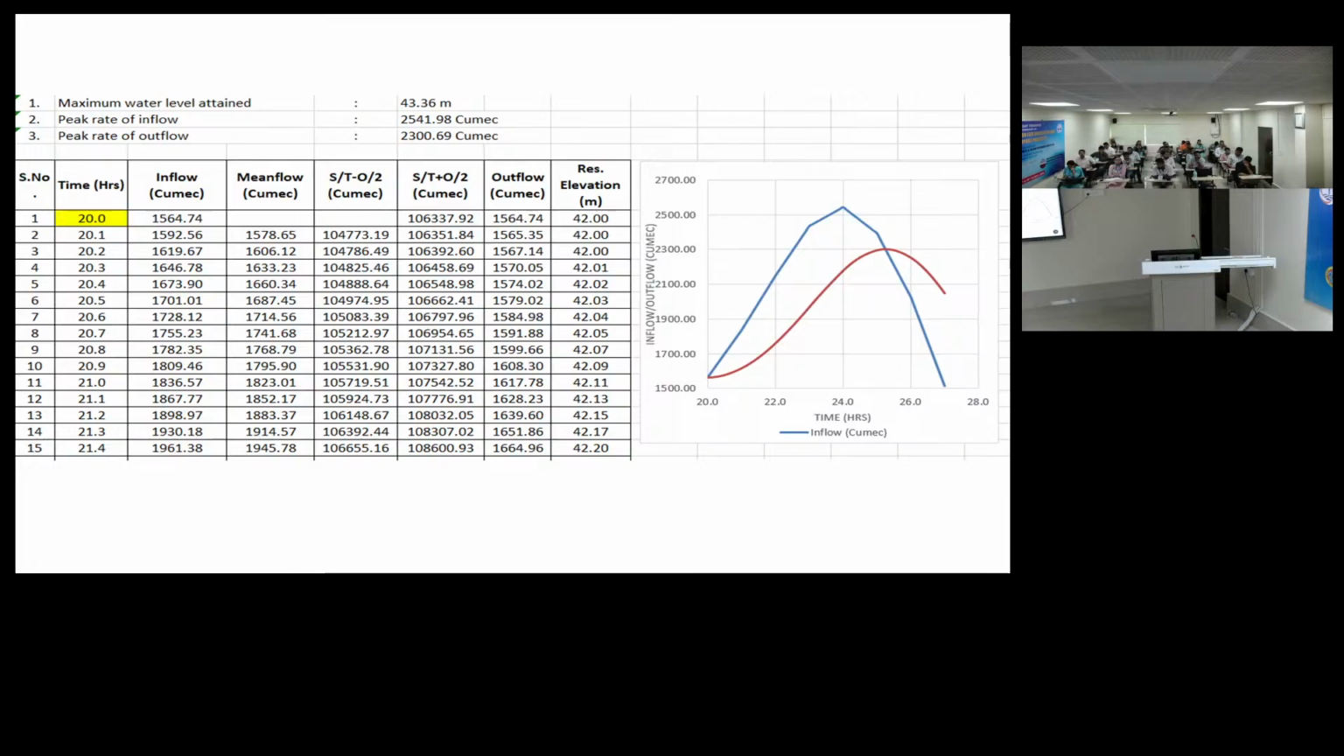That we will find out from this step, maximum water level. So in this you can see the maximum water level value also. We will give maximum water level attained 43.36. Peak rate of inflow you can see 2,500, and outflow you can see 2,300 only. So whenever inflow and outflow are not equal, there will be some rise in water level, that is called maximum water level.